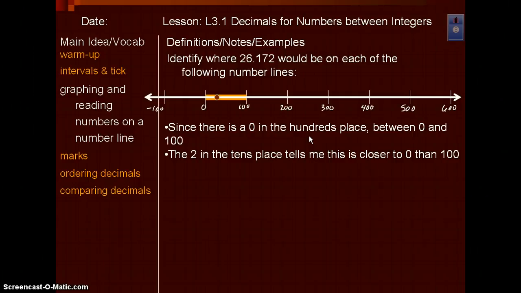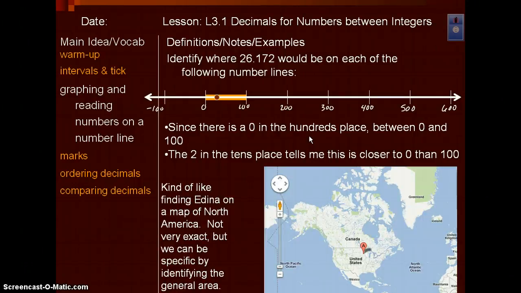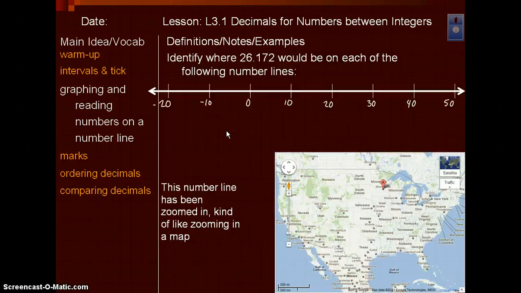This is kind of like trying to find Edina on a map of North America. The scale on our map here is pretty large. 1 inch would stand for a pretty great distance. Just like the scale on our number line is fairly large. Each space stands for 100. Just like we can zoom in on a map, we can zoom in on a number line.